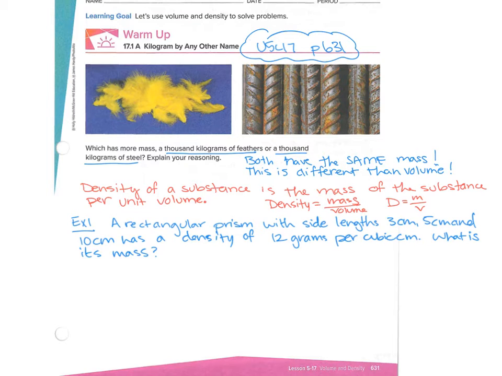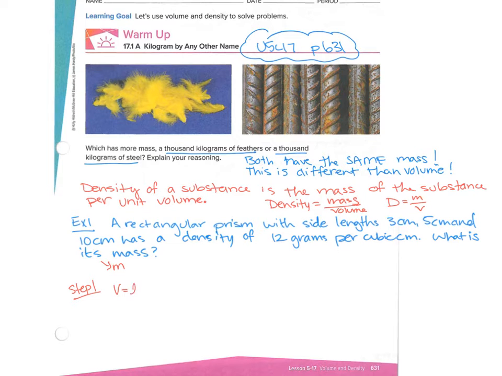It says a rectangular prism with side lengths 3 centimeters, 5 centimeters, and 10 centimeters has a density of 12 grams per cubic centimeter. What is its mass? So in this problem, my unknown in my formula is M. So I'm going to use my formula, density equals mass over volume, to find the mass. However, I need the volume. I was given the side lengths, but not the volume. So here I do have a step 1 before I can get started. I have to figure out my volume.